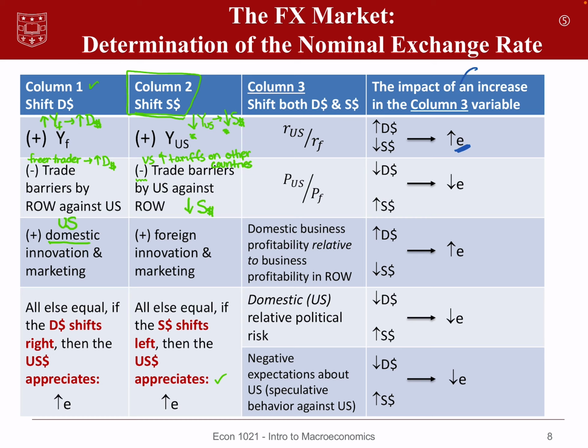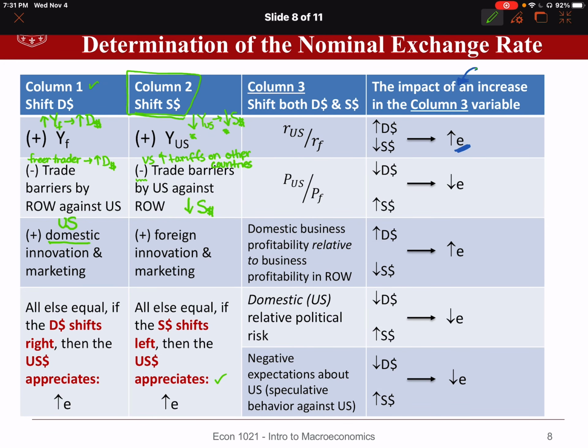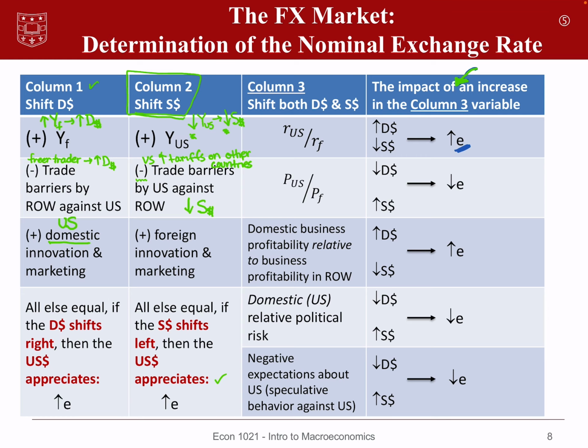So in this column, what I'm doing, change my pen color for a little bit of contrast, in this column, what I'm doing is saying, suppose what I have in the third column goes up. So suppose we have an increase in US interest rates relative to those abroad, then this is the chain of events that we just traced out.